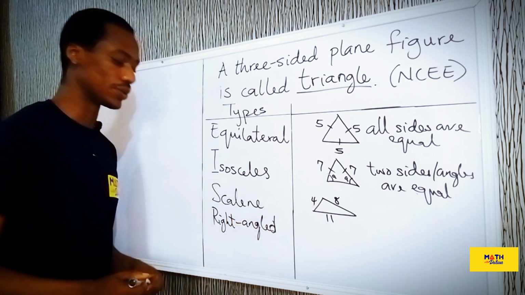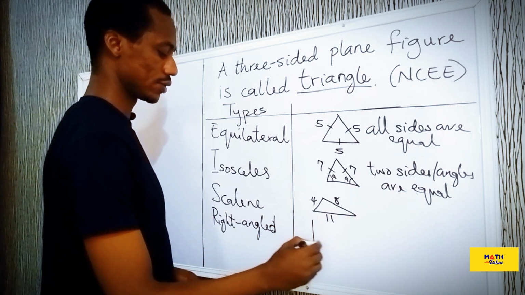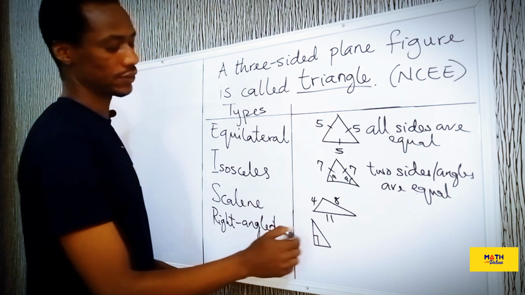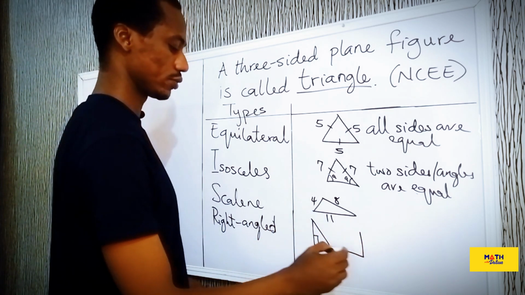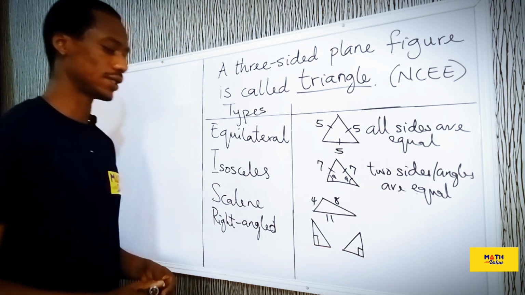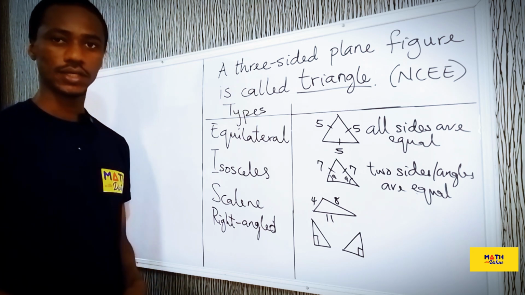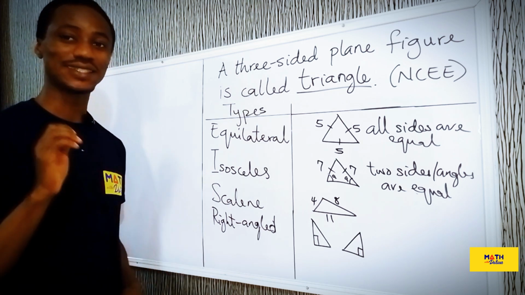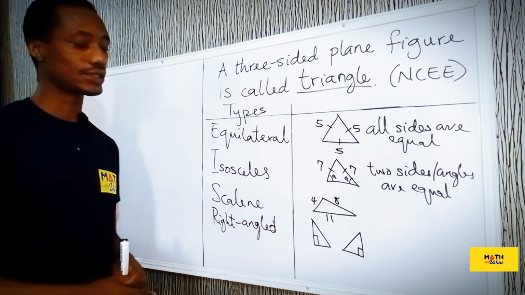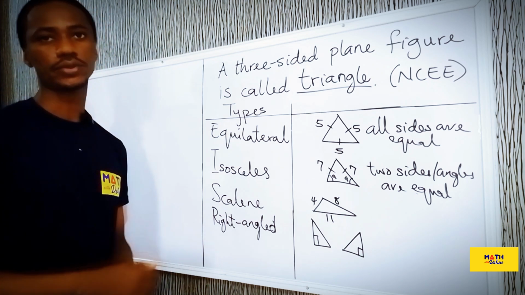So you have the right-angled triangle. From the name, it's a triangle that has a right angle in it. So that is a right-angled triangle. And what is a right angle? 90 degrees. So it has one of its angles to be 90 degrees. Any triangle that has one of its angles to be 90 degrees is called a right-angled triangle.